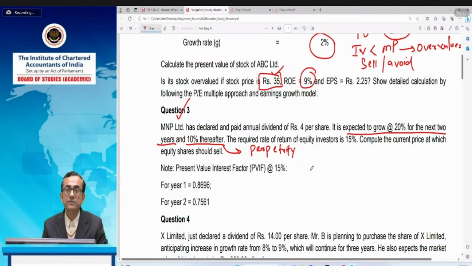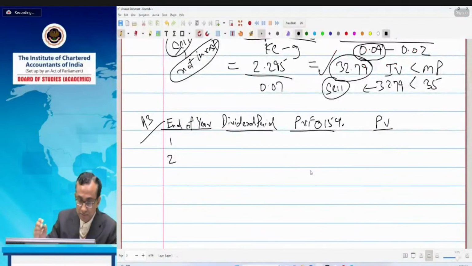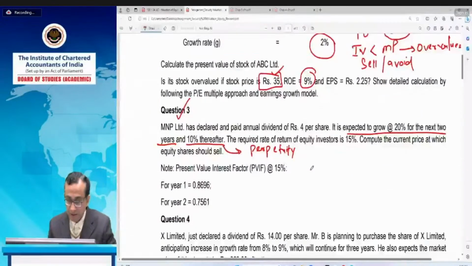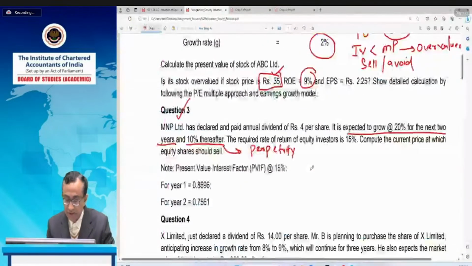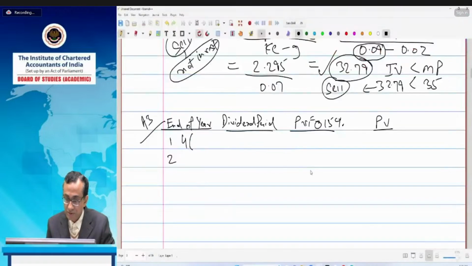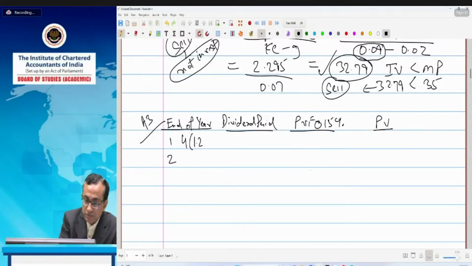So first we will find the present value for the first 2 years. I have taken an example also; you can recall that. First of all, we will calculate the present value for the exponential growth rate, that is 20% for 2 years. So it will be the current dividend. What is the current dividend? The current dividend is 4. So it will be 4 multiplied by the growth rate. The growth rate is 20%. So 4 into 1.2. Let us calculate this.